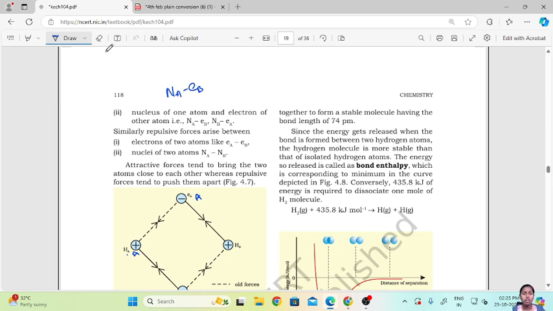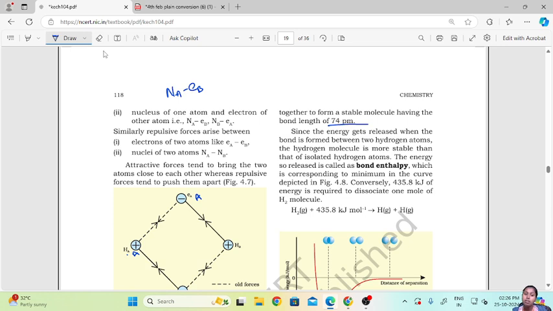So when they reach a point where their energies are stable, there is equal repulsion and equal attraction between them, and the molecule is stable. At that time, it is said that a bond is formed between both the hydrogen atoms, together forming a stable molecule having the bond length of 74 picometers. Now, since energy gets released when the bond is formed between two hydrogen atoms, the hydrogen molecule is more stable than the isolated atoms.